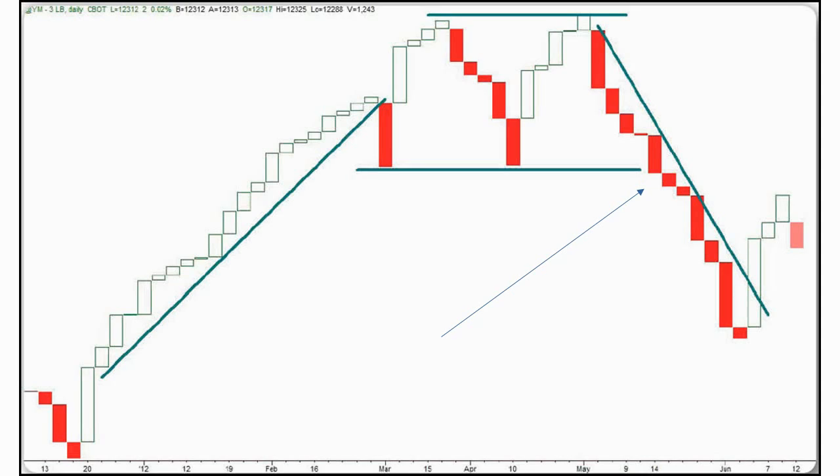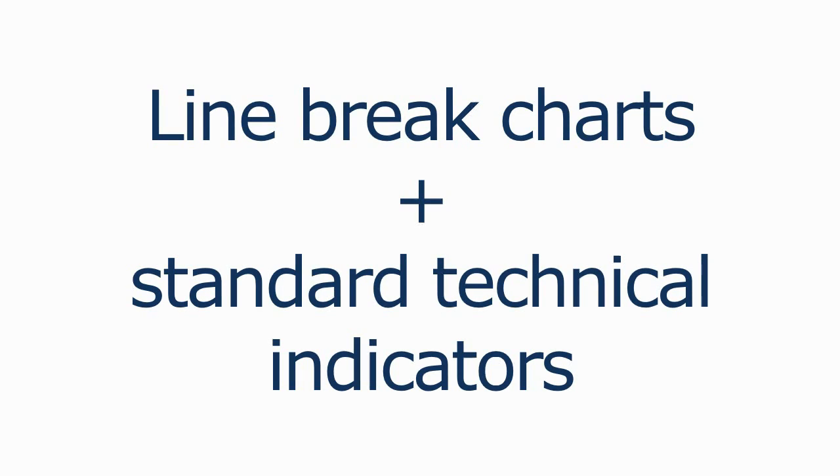We could also use simple trend lines to indicate reversals or to help us trail a stop in an existing trend. And it's also possible to use line break charts in conjunction with standard technical analysis indicators in the creation of a system. And here we have a simple system based on a 3 line break chart with an exponential moving average and the CCI oscillator.